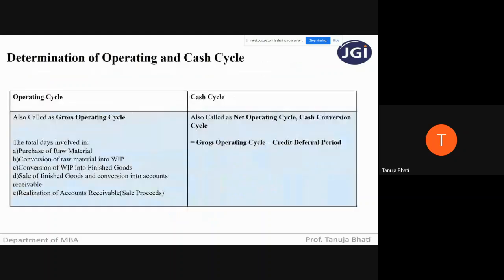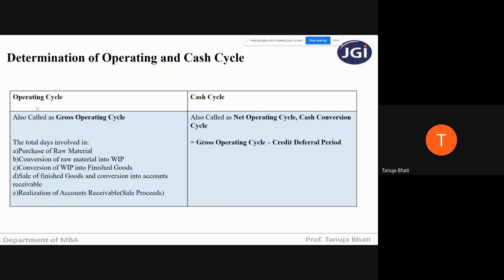Now let us determine how to calculate the operating and cash cycle. We are going to see practically how this cycle is determined. It is always determined in number of days, students. Like how many days will it take for the raw material to get converted into work in progress, finished goods, sales, debtors and cash. So how many days are required to complete the cycle? We are going to understand how to determine the operating and cash cycle.